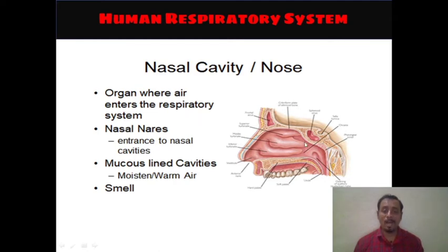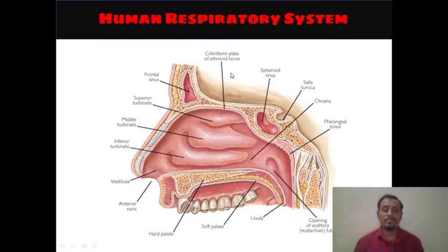Let's see this diagram in detail. Here you can observe various parts of the nasal cavity. Frontal sinuses are there, and the superior, middle and inferior turbinates. Then the vestibule, the anterior nares, and the hard palate, which is made up of bone. Then the soft palate, and the uvula, just above the pharynx and at the end of the mouth.